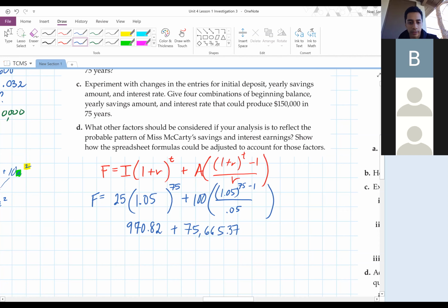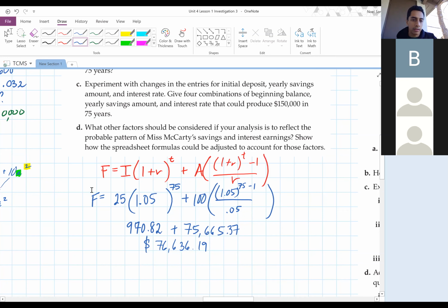Okay, so clearly she's gonna fall short, right? You have 75,000 plus another $900. She's about halfway to 150,000. So let's just add it up real quick. We get a final total. Okay, and so we're looking at 76,636 with 19 cents. Okay, yeah. All right.